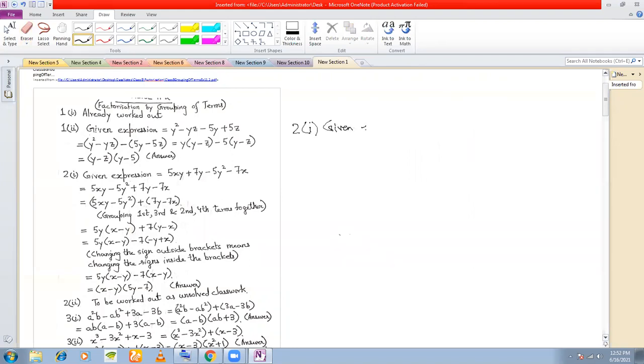Given expression here is 5xy plus 7y minus 5y square minus 7x. Okay, now you see here, is there anything common between these 2? Yes, y is common. So what we'll do is we'll take y out from these 2. What are we left with? 5x plus 7, right?